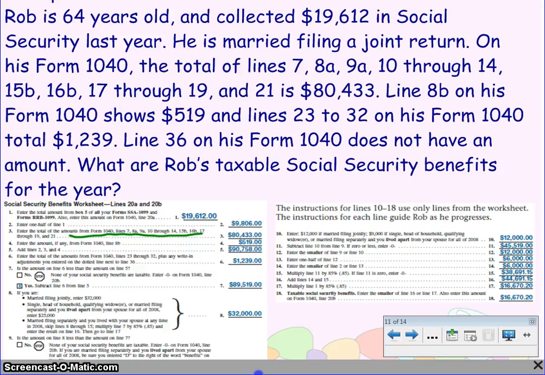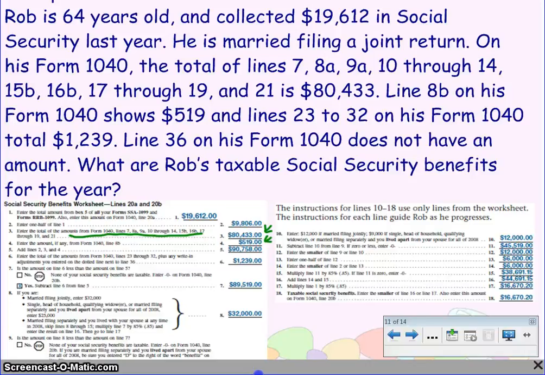And if you look at your online book, you'll be able to see that amount right there. It says that on line 8B of his form, it shows $519. And so that is this value here. And then it says to add lines 2, 3, and 4. So we have our first line is the total amount in box 5. We cut that in half for box 2. Box 3 was the 80,000. Box 4 was the 519. When we added those together, we end up with 90,758.